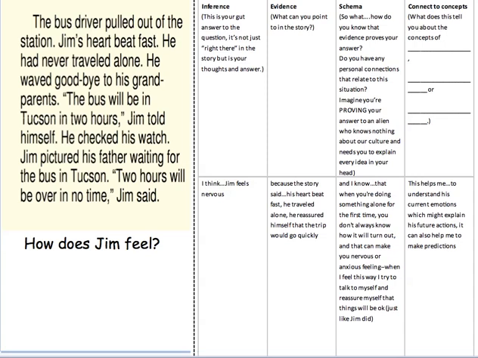This helps me to understand his current emotions, which might explain any future actions he takes, and it can also help me to make predictions. So since I have all 4 categories, this will be a level 4 inference.